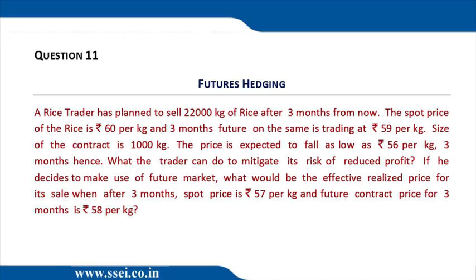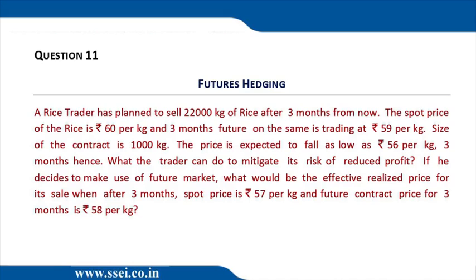This guy sells futures at 59 per kg to hedge himself. Number of contracts is 22,000 by 1000, 22 contracts. Now on maturity, he will square off the futures. So he sold futures at 59 and the futures price has become 58. So 59 minus 58, 1 rupee multiplied by 1000 kg multiplied by 22. So the profit is 22,000 on the futures contract.